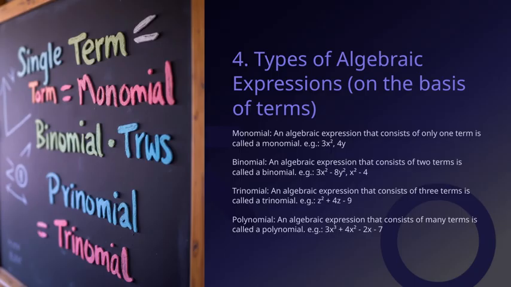Finally, we have polynomials, which are algebraic expressions with many terms, more than 3. An example would be 3x³ plus 4x² minus 2x minus 7. Polynomials are fundamental in algebra because they appear everywhere, from simple equations to complex functions. Connecting all these types helps us see how algebraic expressions are categorized and how each plays a role in solving different kinds of problems as we progress in our understanding of algebra.